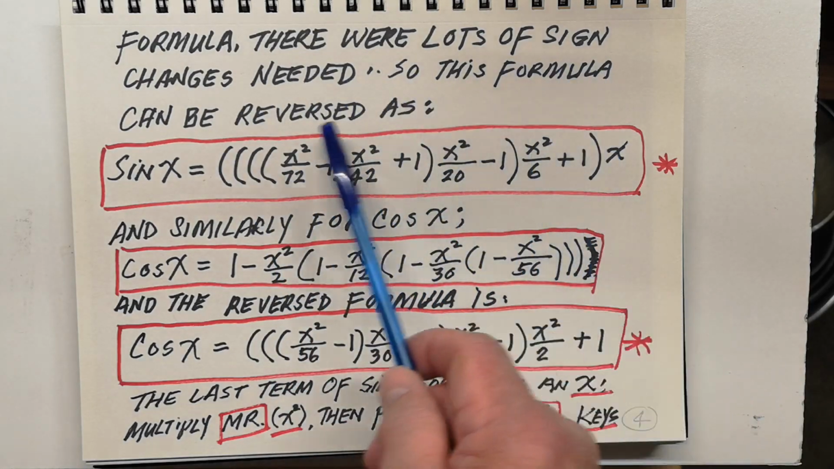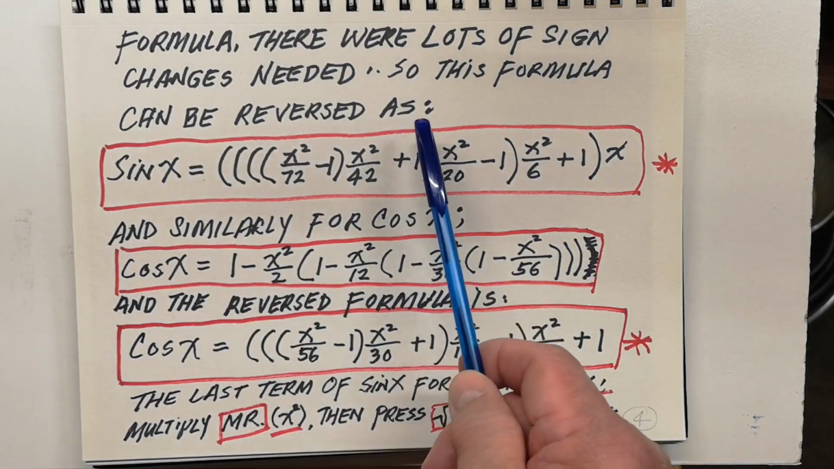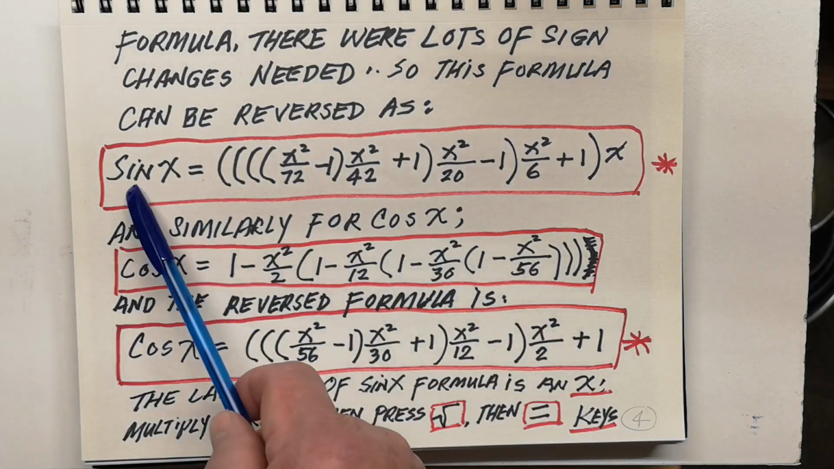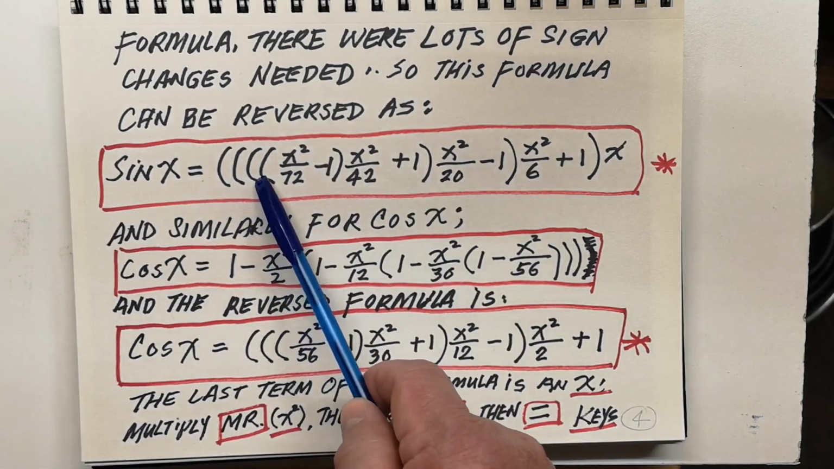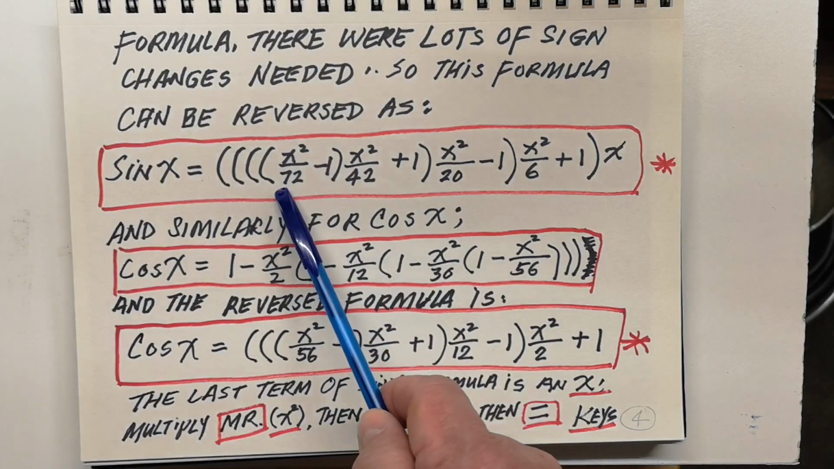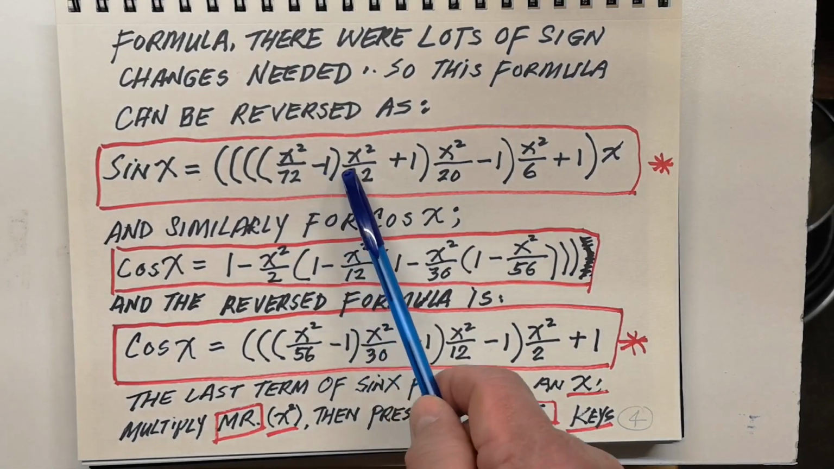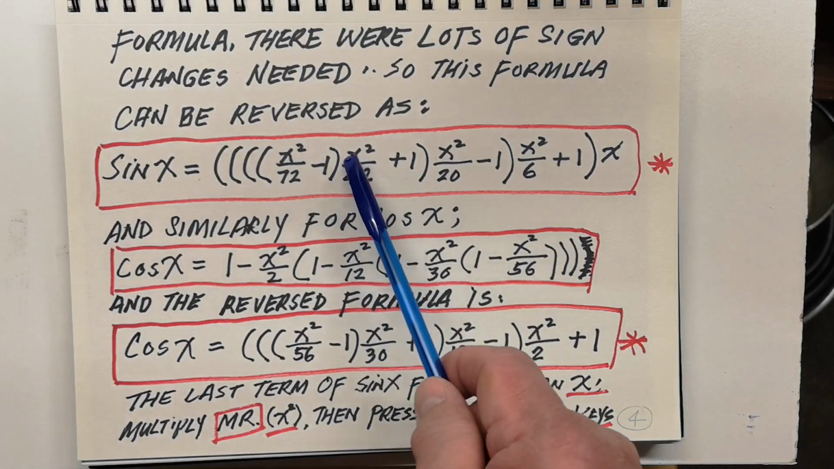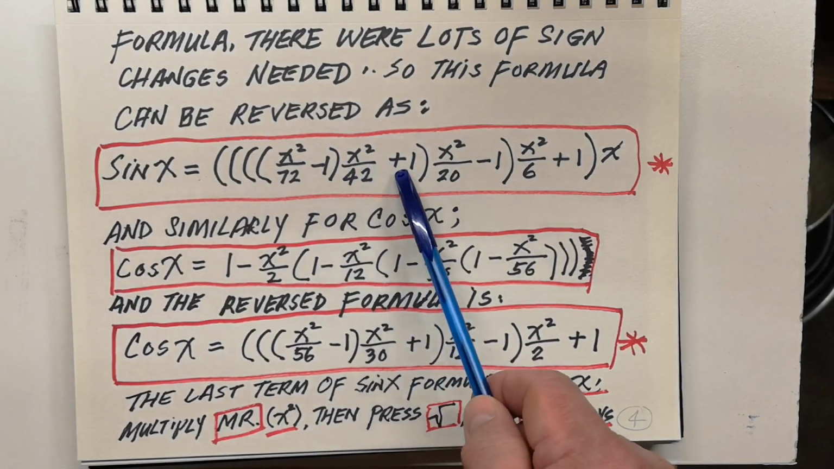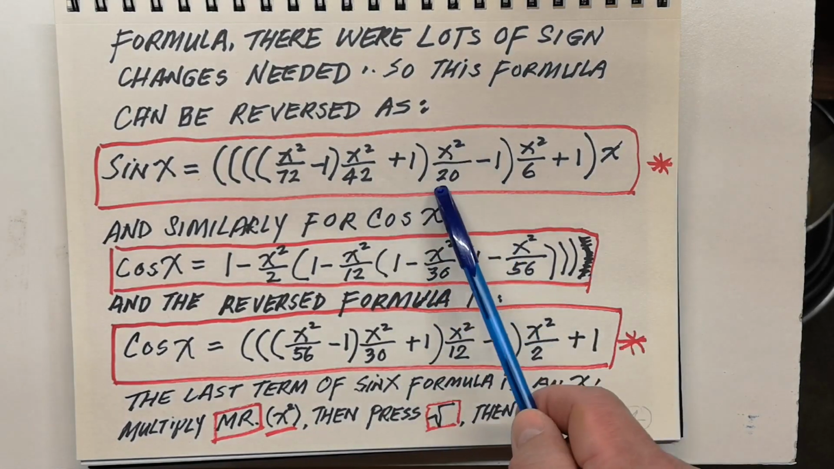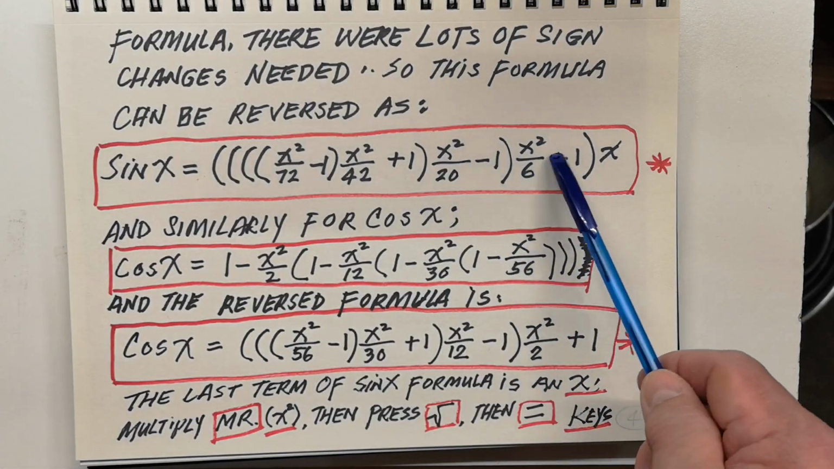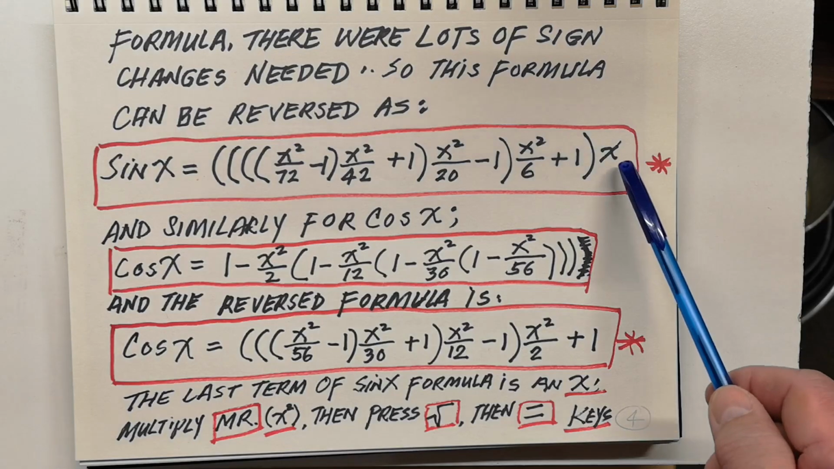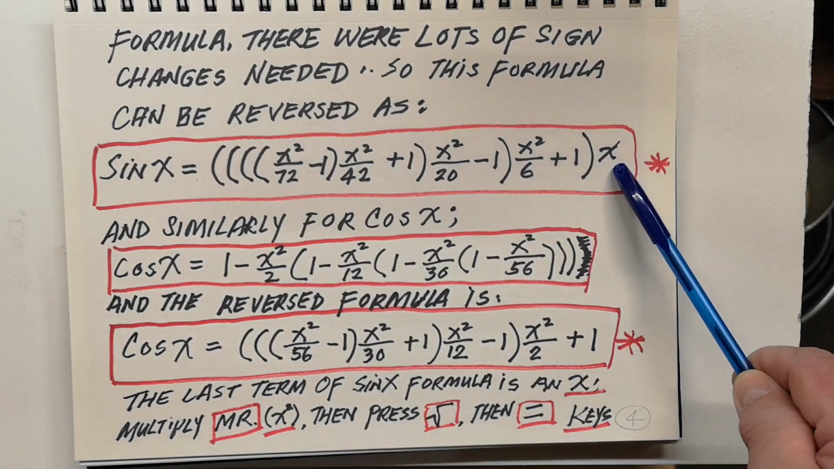So this formula can be reversed. Reversing the process, sine x is equal to triple opening parenthesis x squared over 72 minus 1, multiplied by x squared over 42 plus 1, then multiply by x squared over 20 minus 1, then multiply by x squared over 6 plus 1, then finally multiply by x.